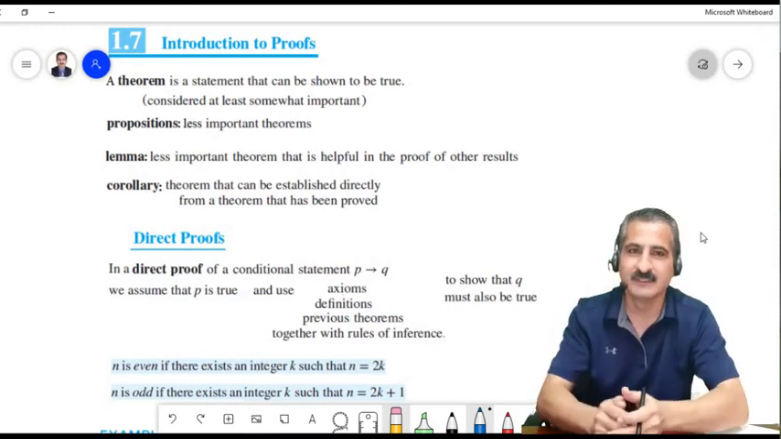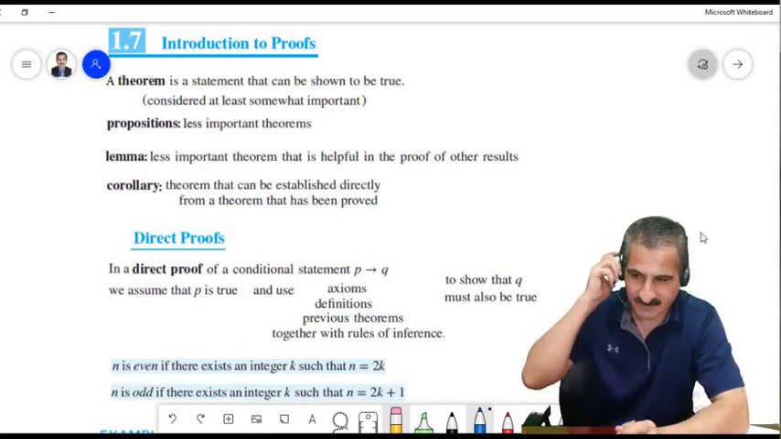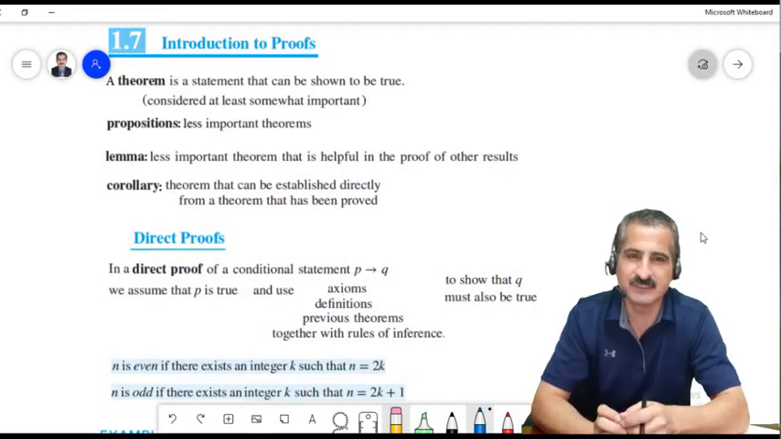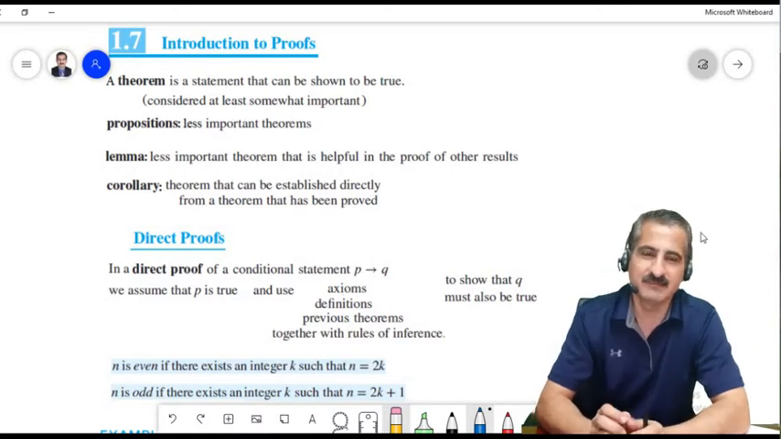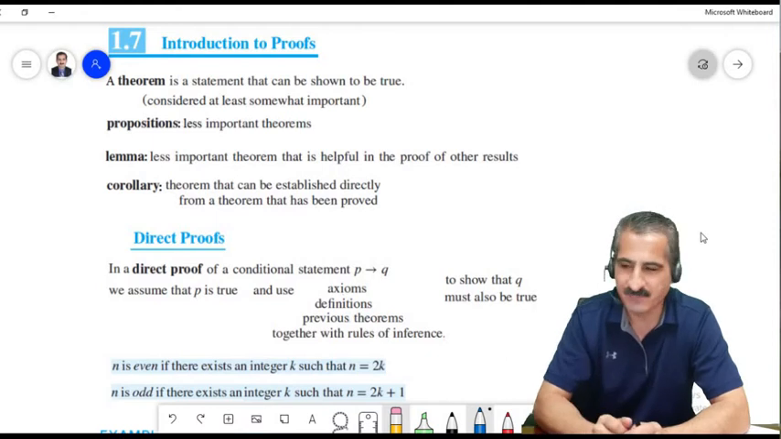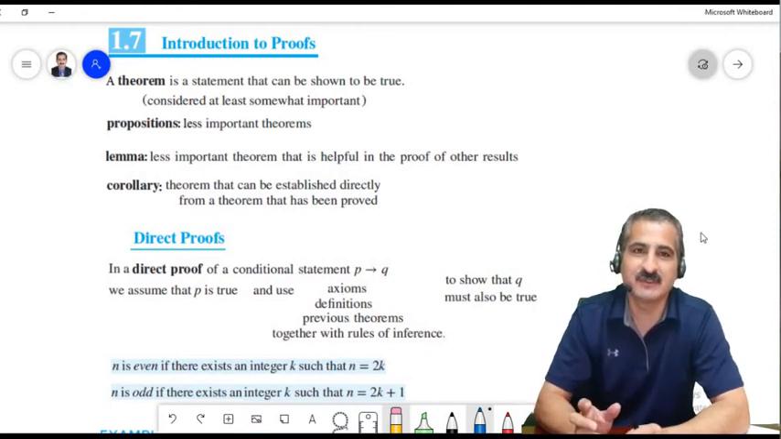Lemma. A lemma is less important than theorems and propositions, but the proof of a lemma usually depends on axioms, elementary properties, and some remarks. And the lemma is then used to prove theorems or propositions. Corollary. These are results that come out as applications of theorems.